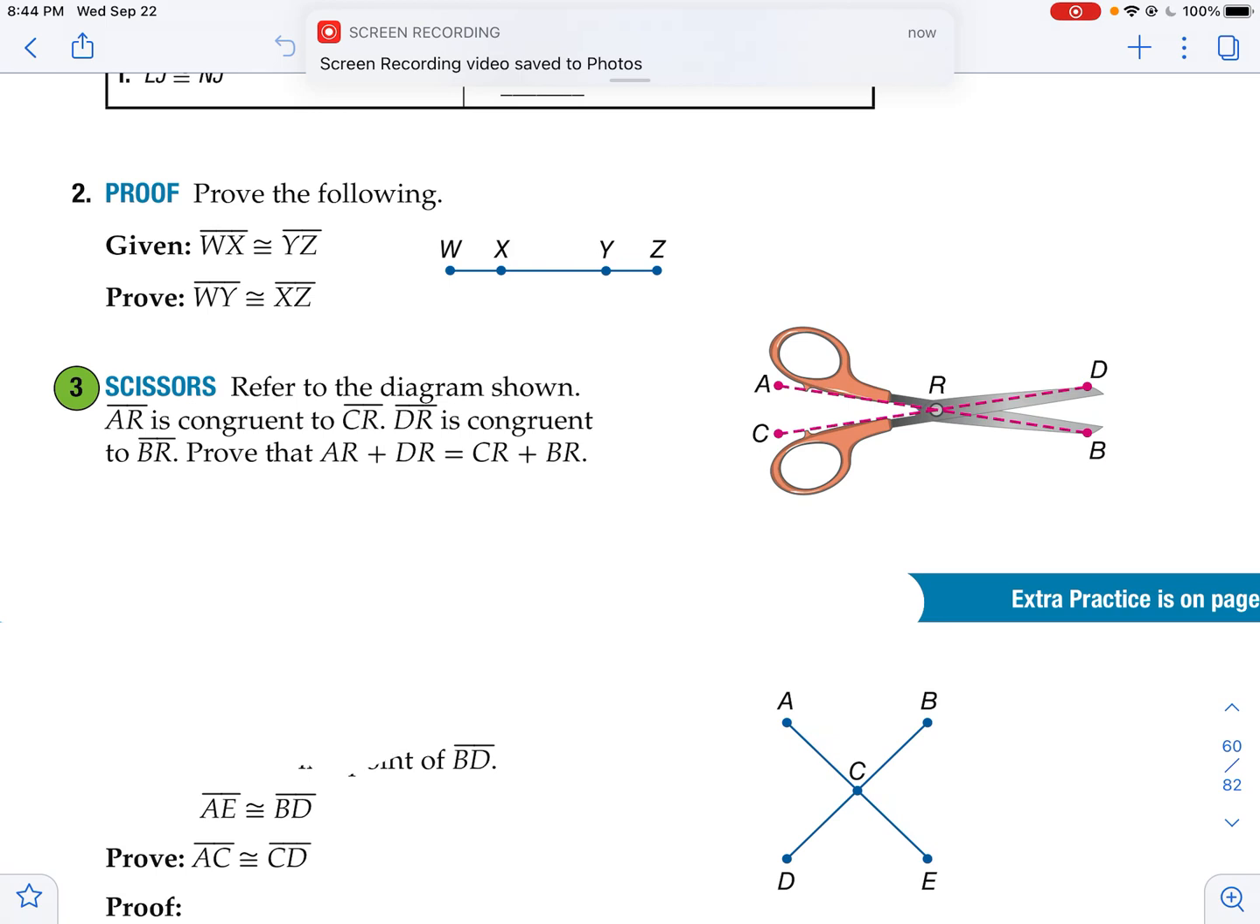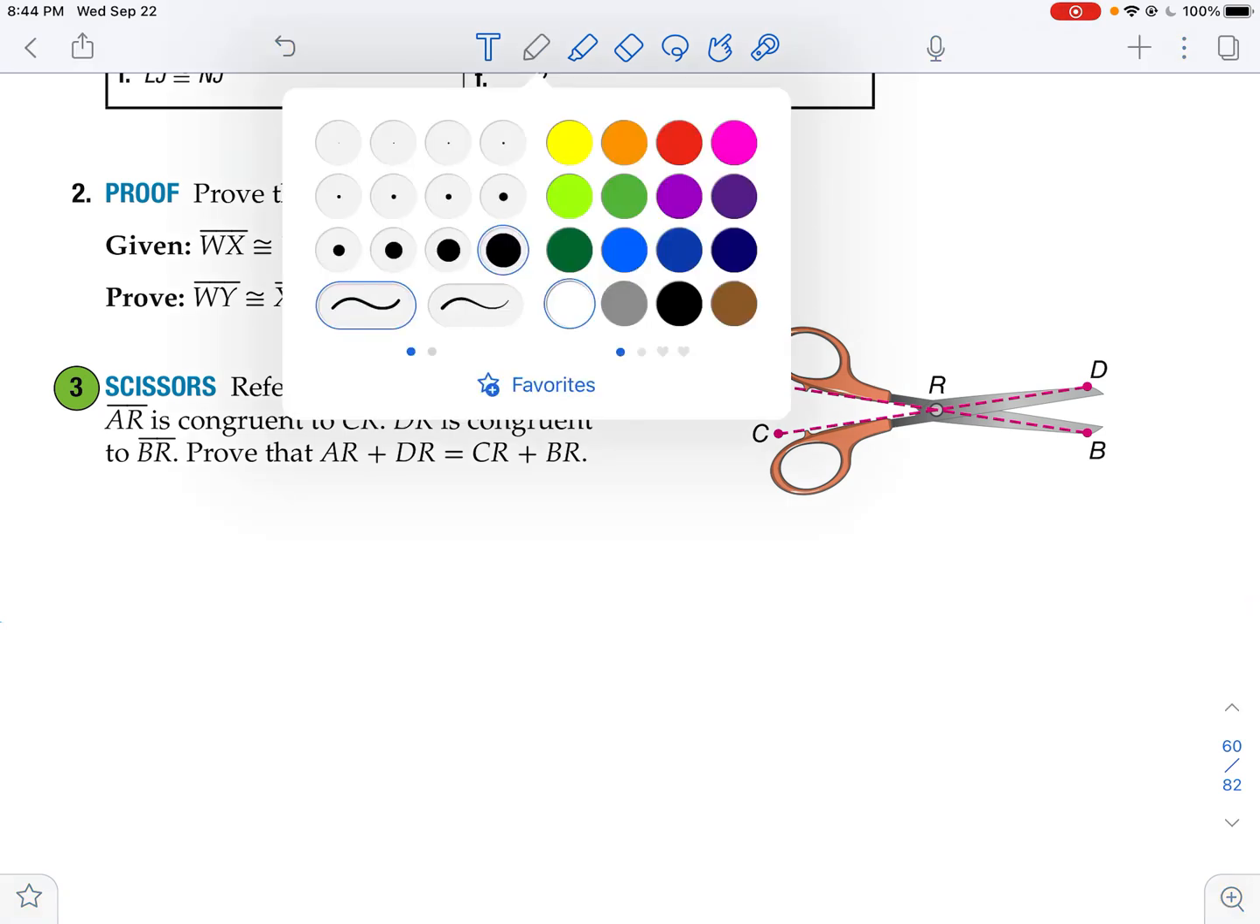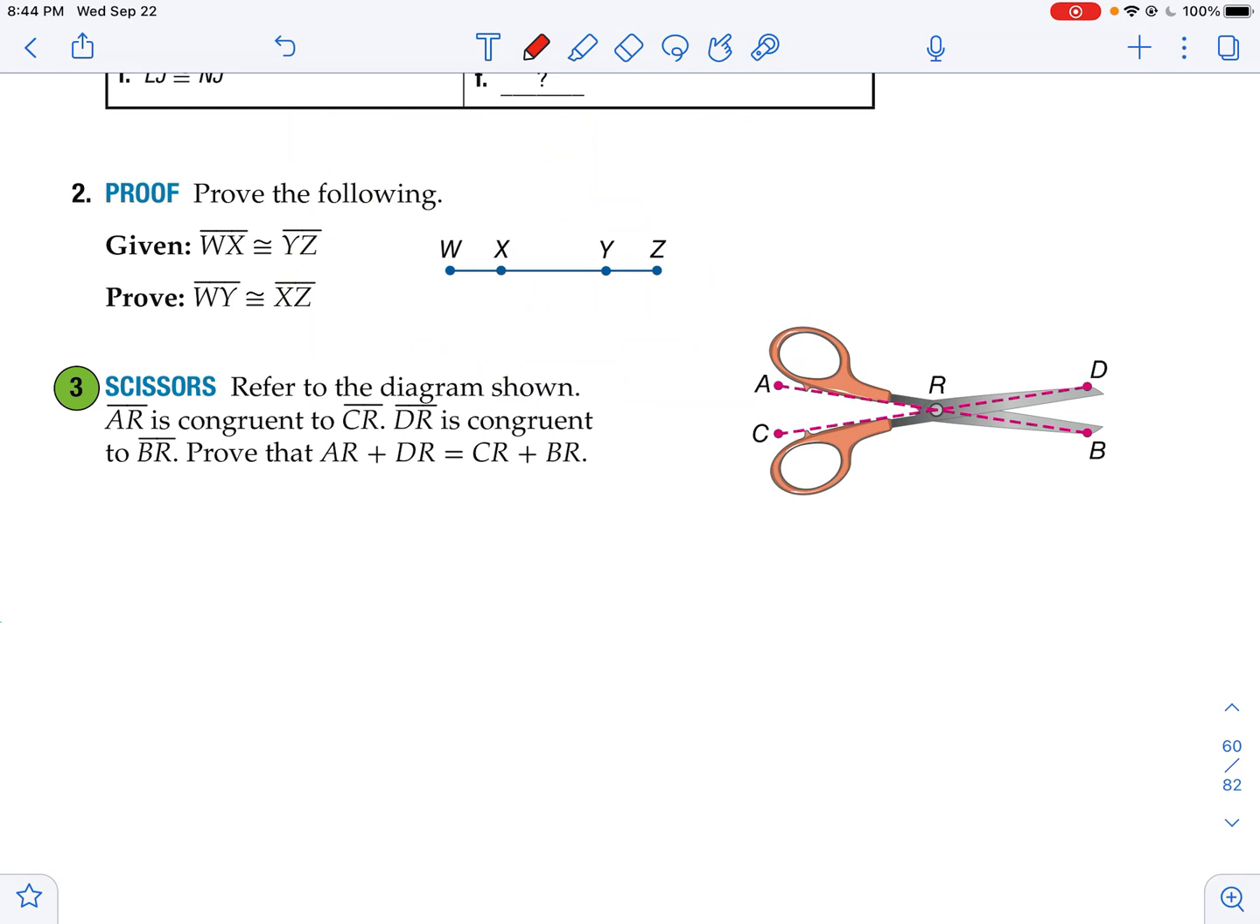We're going to talk about number 3, scissors. Refer to the diagram to the right. AR is congruent to CR. DR is congruent to BR. Prove that AR plus DR equals CR plus BR. So notice what I want here. What is this? This is the segment addition.